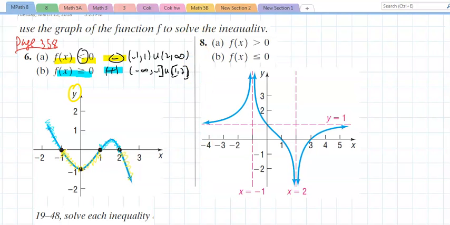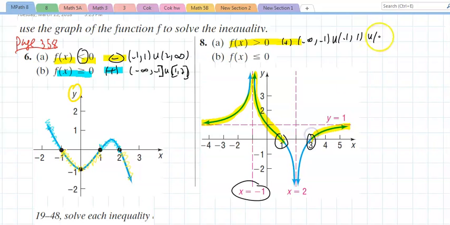If I look at a rational function, it's a bit messier to see, but same idea. If I look at where's the graph above the x-axis, y positive, y is positive here, y is positive here, and y is positive here. So, positive, that would be from negative infinity to negative 1, union with negative 1 to 1, union with 3 to infinity.